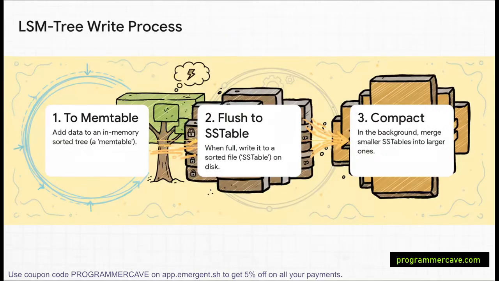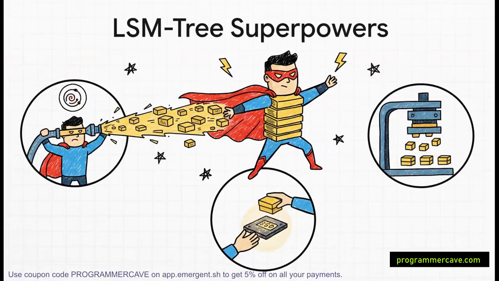Let's just walk through the process real quick. So a write comes in. First, it gets added to a sorted structure that lives in memory called a memtable. Because it's in RAM, this is unbelievably fast. Then, once that memtable gets full, the whole thing gets written to disk as a brand new permanent sorted file. We call that an SSTable. And finally, all the while, there's a background process that's constantly merging these smaller SSTables into larger, more efficient ones.